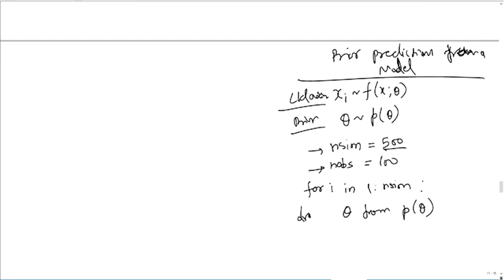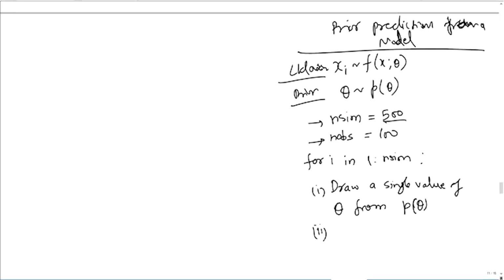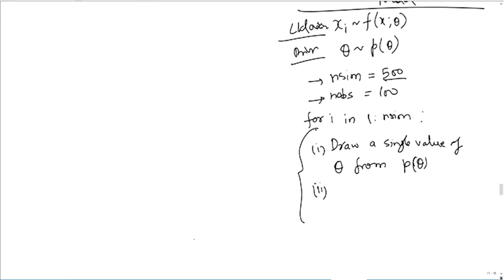So, draw a single value of theta from p(theta), which is its prior distribution. That is the first thing you will do inside this loop, okay. We are going to do these things inside this loop. What is the second thing you will do?